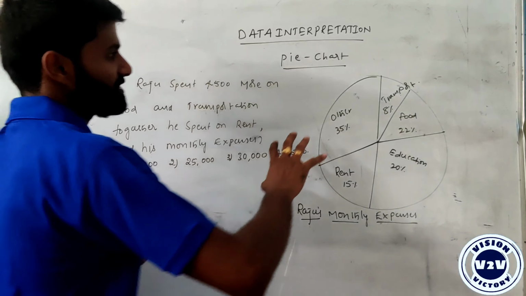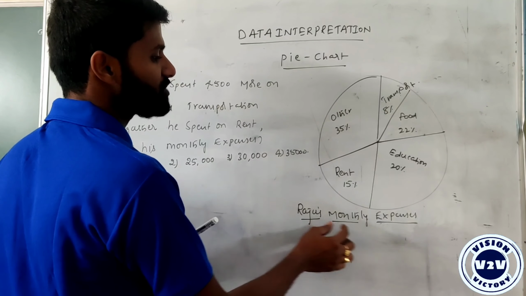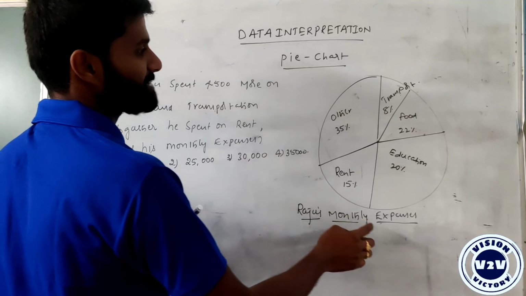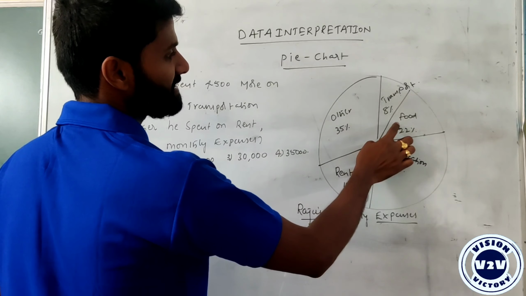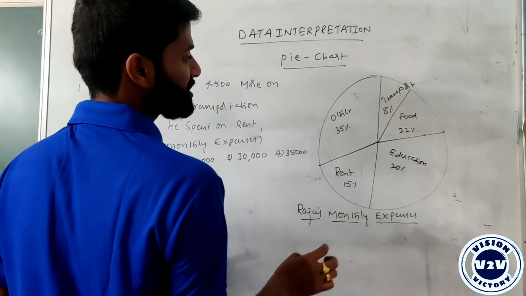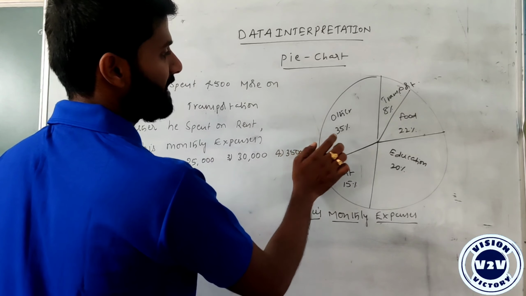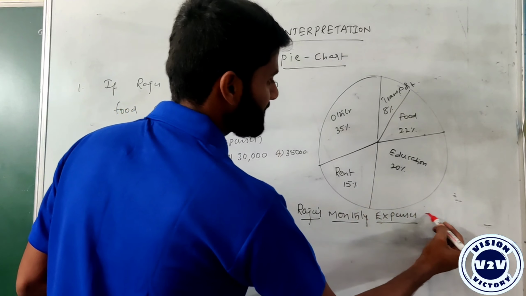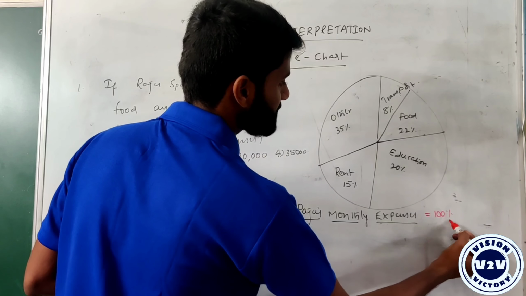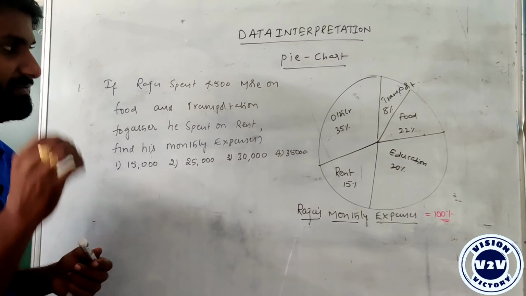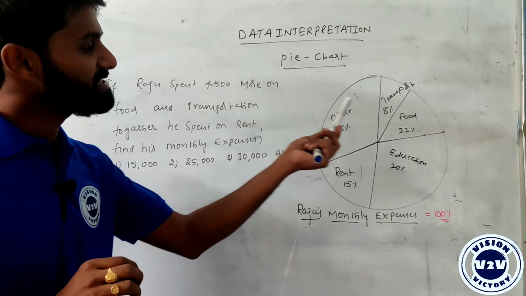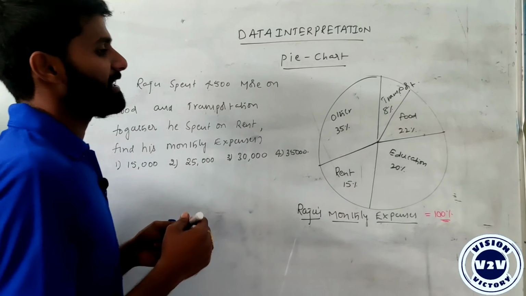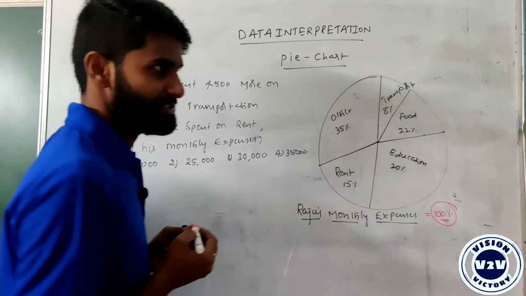First, see, this is the chart, and it shows Raju's monthly expenses. The expenditure on transportation is 8%, food is 22%, education 20%, rent 15%, and others 35%. If you add all the numbers, the total monthly expenses of Raju is equal to 100%. That is the information. If it is a value in terms of percentage, the total value becomes 100%.